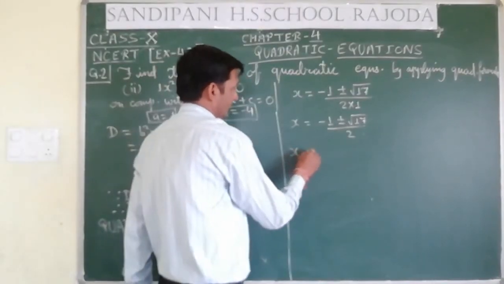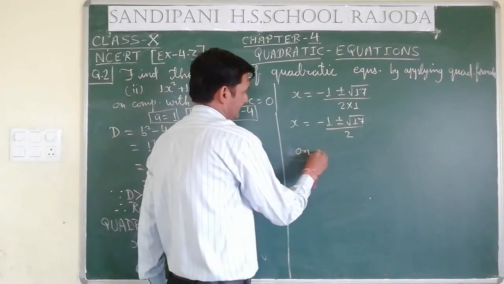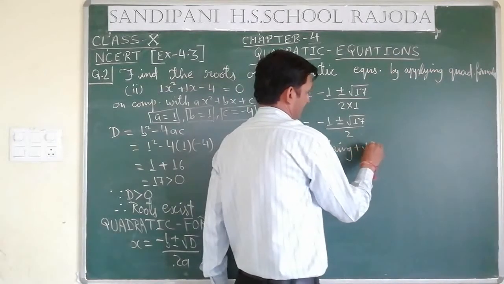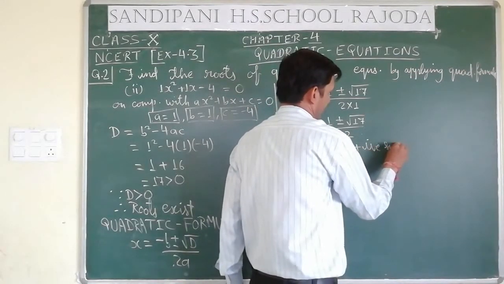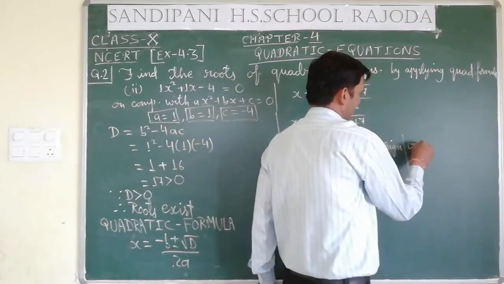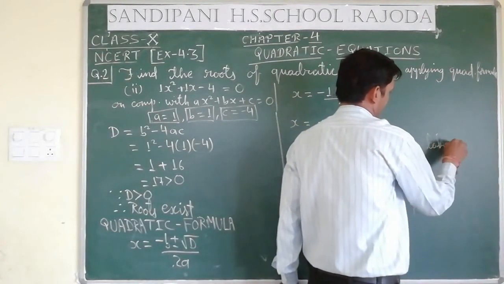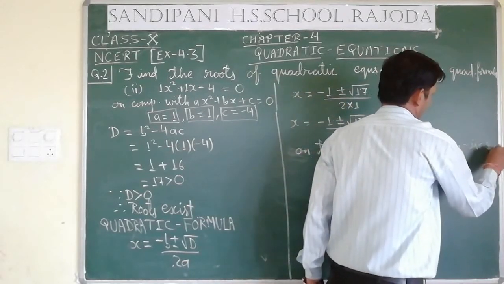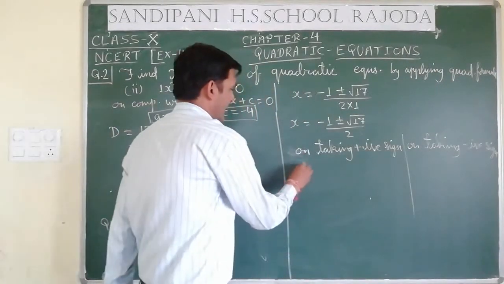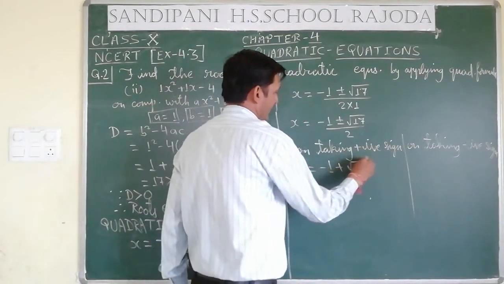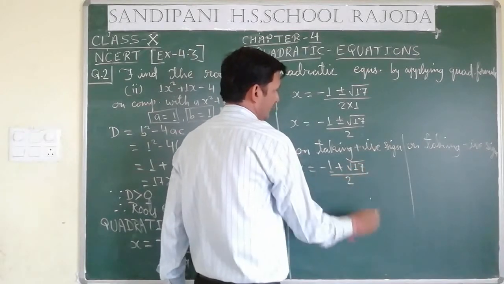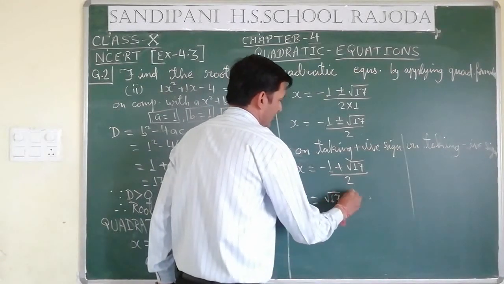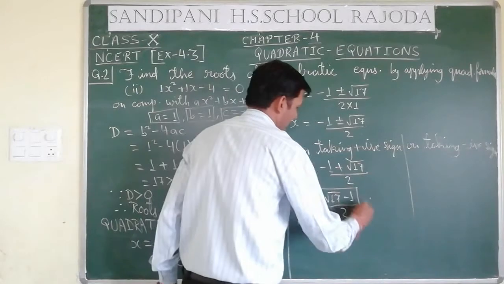x is equal to, on taking positive sign, and on taking negative sign. This will become x is equal to minus 1 plus root 17 upon 2. That we may write x is equal to root 17 minus 1 upon 2. This is our answer.